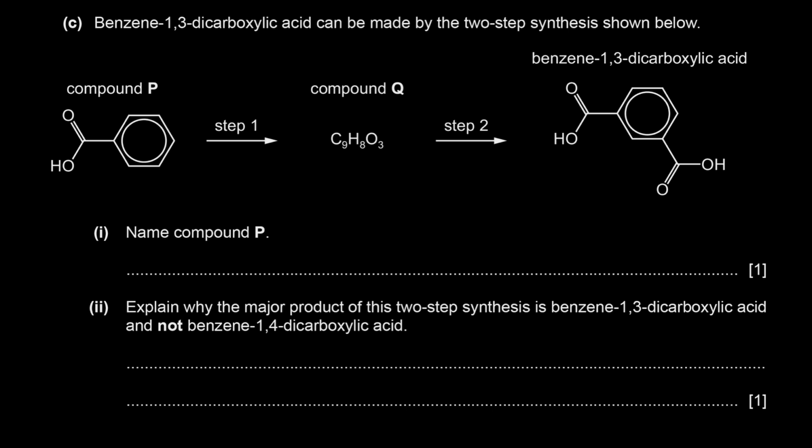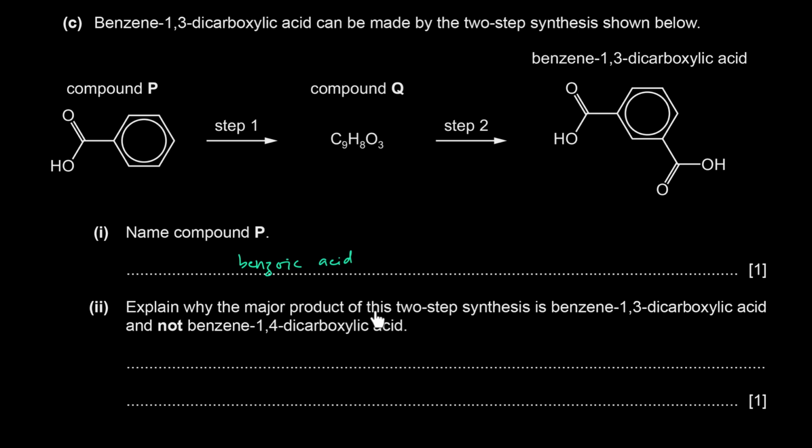Benzene 1,3-dicarboxylic acid can be made by the 2-step synthesis shown below. In step 1, we take this compound P, which is benzoic acid, and we make compound Q. So first we have to name compound P. Compound P over here is simply benzoic acid.